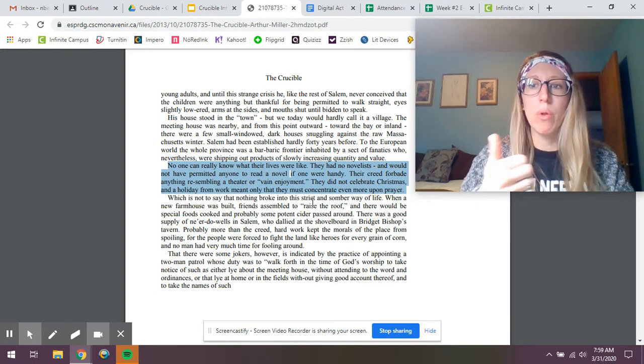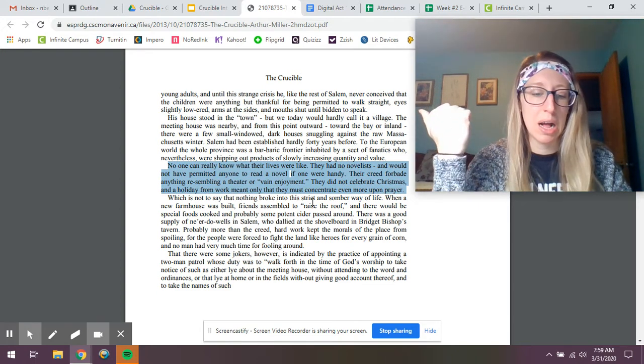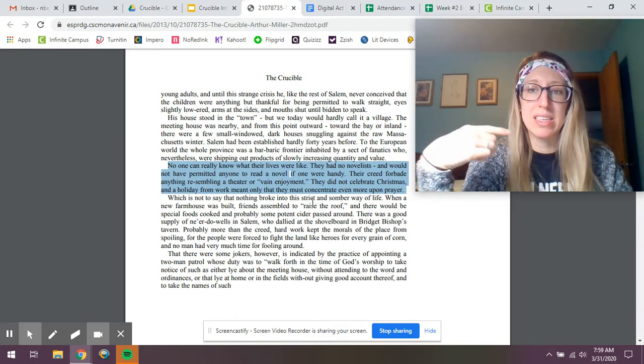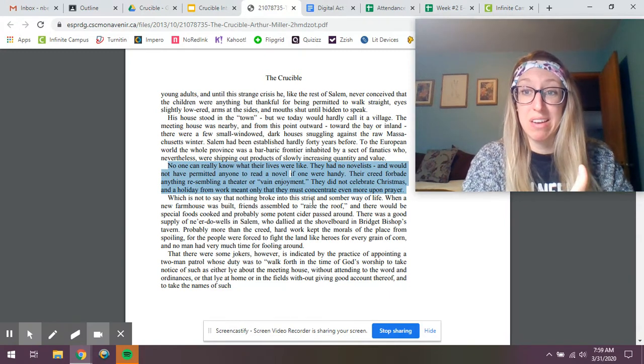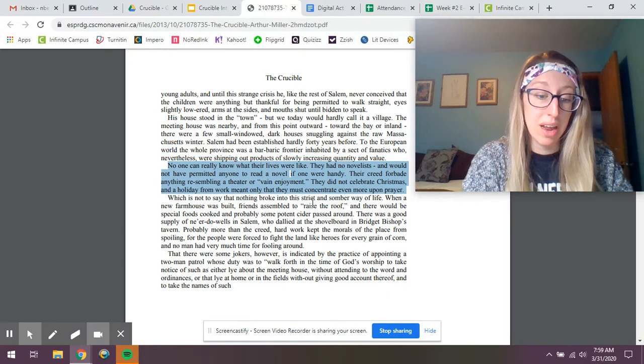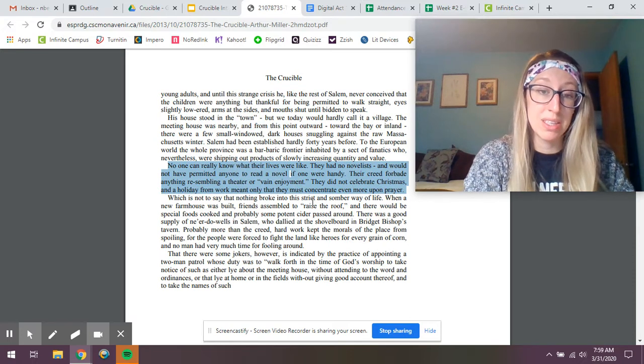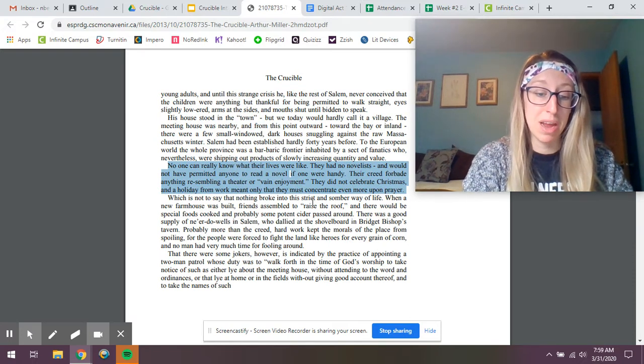We have a very cold, calculating, mean minister, and this town itself is not very warm and friendly and fun. So these poor girls are trapped in this cage of a town, and with this cage of a minister who is the father to two of the main girls.